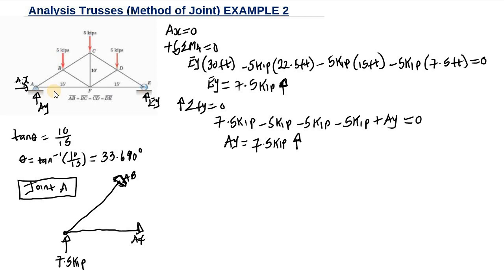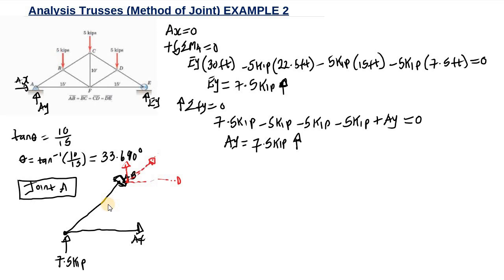Now, as you can see, we are having AB, that is this inclined member, at joint A. What you need to do is decompose this into its vertical and horizontal components. Whenever you have an inclined member, you need to decompose it into its vertical and horizontal components. This is going to be something like this. This is the horizontal component, while this is the vertical component.